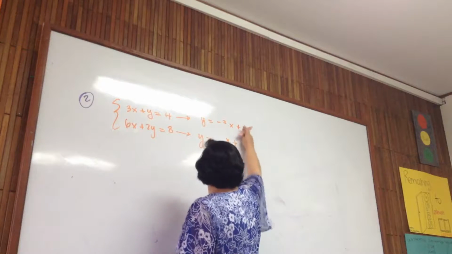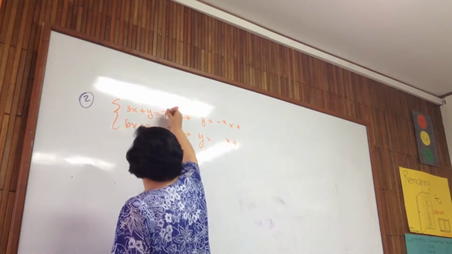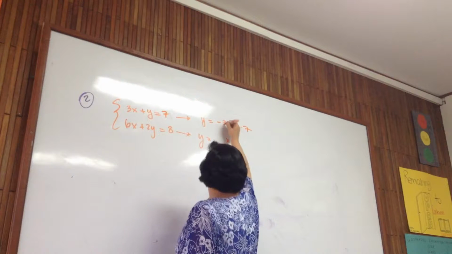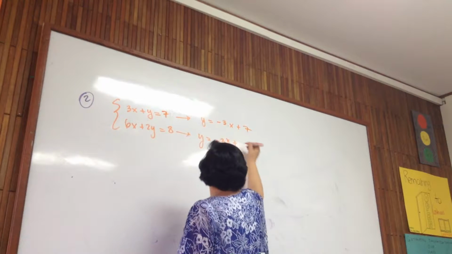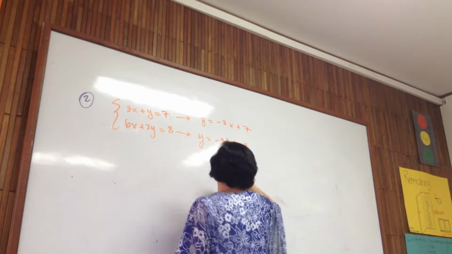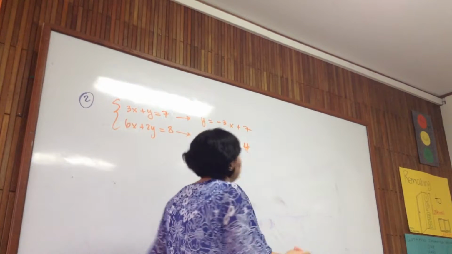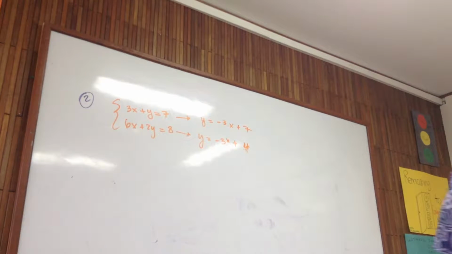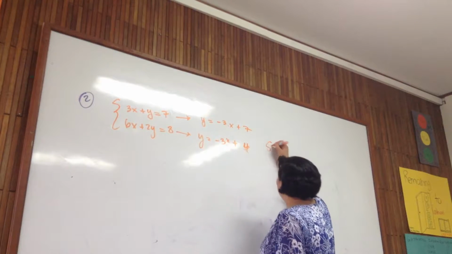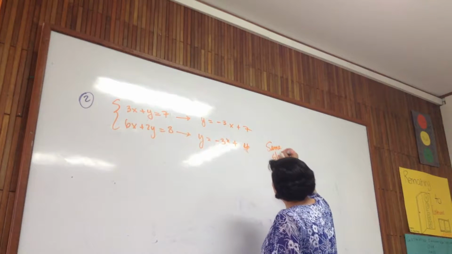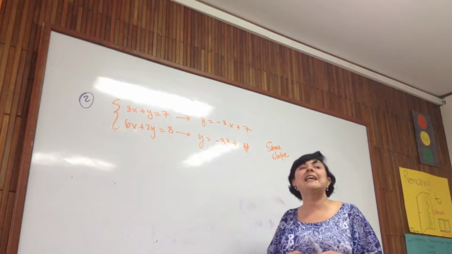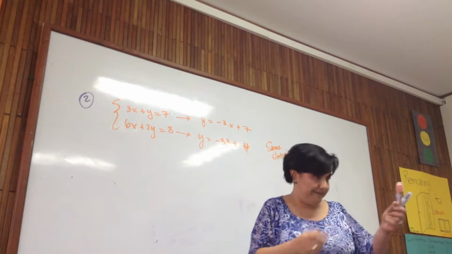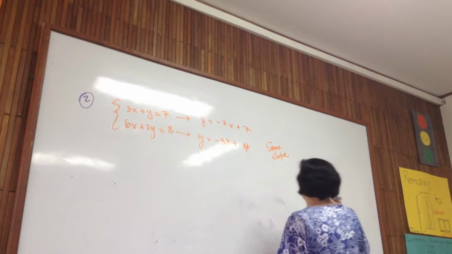Let's make it different so that this is negative 3x plus 7, but that one stays the same. This would be minus 3x and this would be 4. What do you notice? They have the same slope, right? And what do we know about lines that have the same slope? They are what type of lines? Parallel lines.